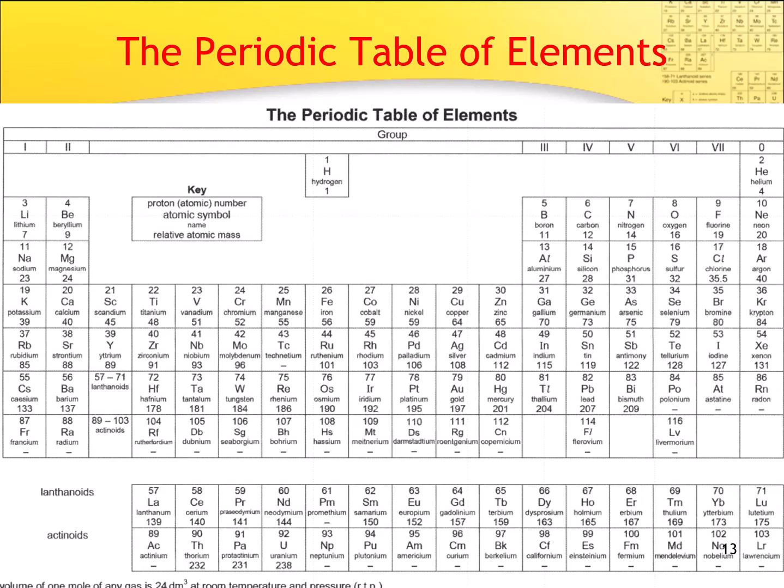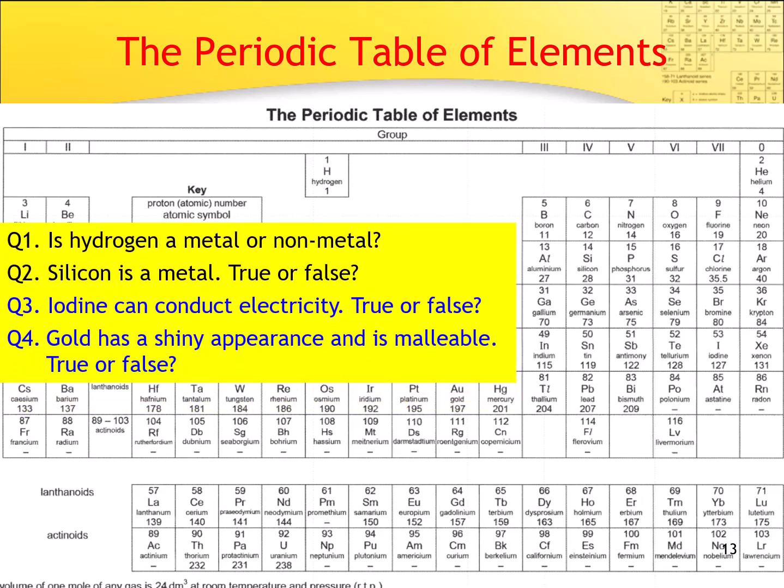So let's check some questions here. Number 1, is hydrogen a metal or non-metal? Number 2, silicon is a metal. Is it true or false? Number 3, iodine can conduct electricity. True or false? And number 4, gold has a shining appearance and is malleable. Is it true or false?